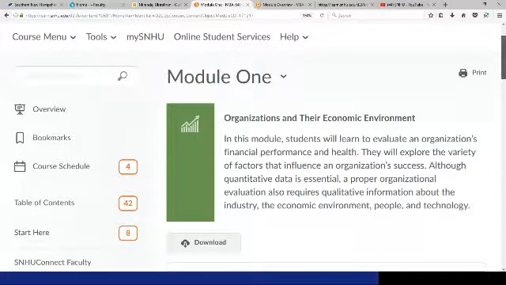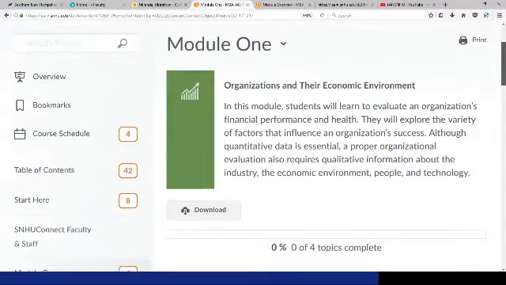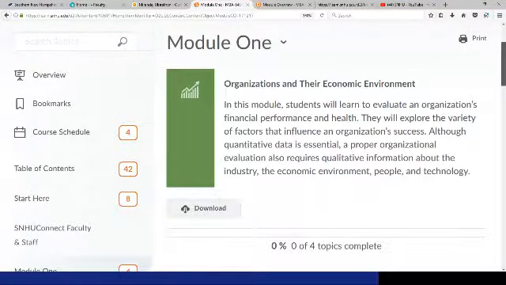Now, Module 1, it's the beginning, okay? In this module, you will learn about an organization's financial performance and health. So the focus for this module is going to be on the financial health and performance of the organization. Now, we're going to explore the variety of factors that influence the success of the organization. Although quantitative data is essential, a proper organization evaluation also requires qualitative information about the industry, the economic environment, people, and technology. What this is really saying is numbers are important, but also there are other things in life, particularly in business, that add to the numbers.